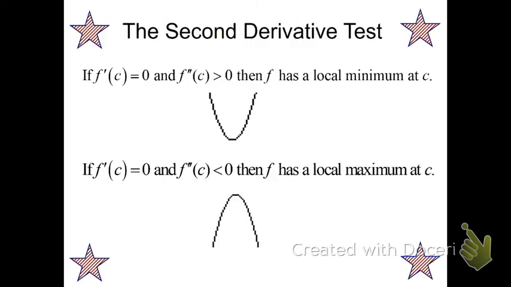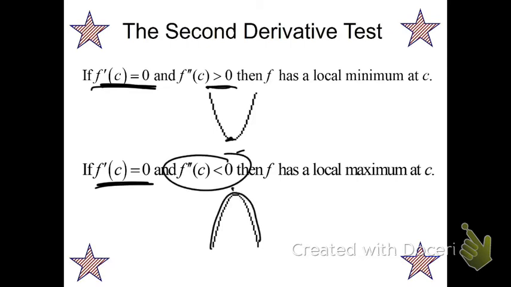Here's how it works. Your first derivative has to be 0, it can't be undefined. If your first derivative is 0, but your second derivative is positive, then you know you have a minimum. If the second derivative is negative, then you know you have a maximum.